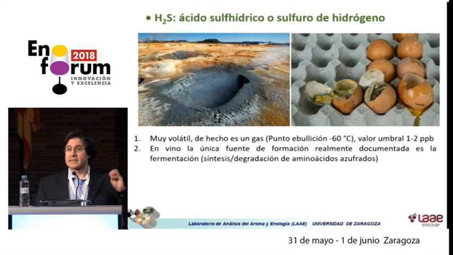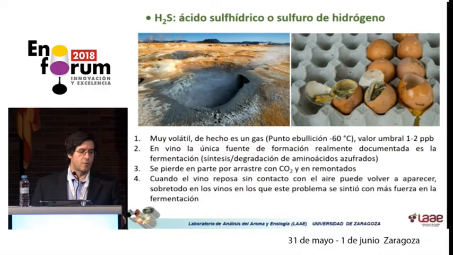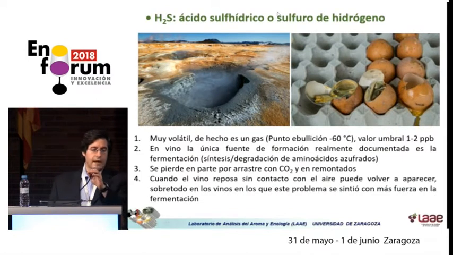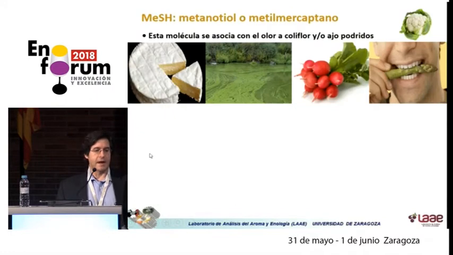Sulfur dioxide is very volatile. It is a gas, and it is only formed during fermentation. It's a subproduct of the metabolism of wine. It is lost partly by CO2, and when the wine is resting without having any contact with air, it can reappear, especially in the wines that are having long alcoholic fermentations.